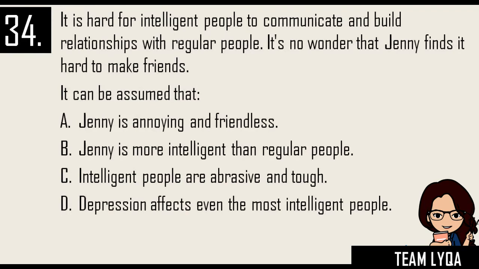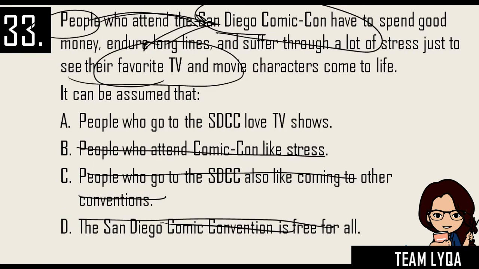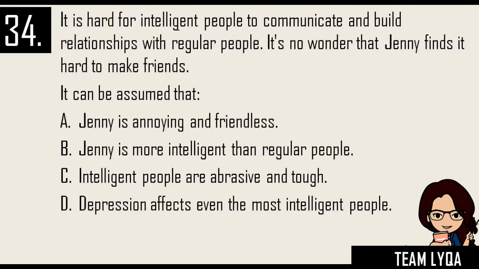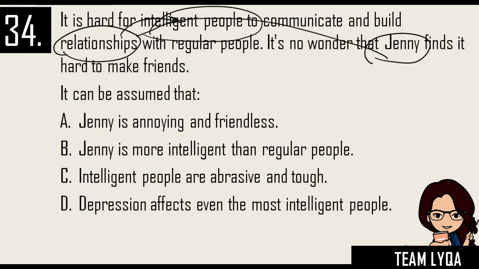Number 34, it's hard for intelligent people to communicate and build relationships with regular people. It's no wonder that Jenny finds it hard to make friends. Okay. So it's hard for intelligent people to communicate. So, ibig sabihin nun, intelligent people have a hard time building relationships. Okay? And then you have Jenny, who finds it hard to make friends. So basically, may problema siya sa relationships. So what you could say would be, Jenny must be or may be intelligent. So the answer is letter B. Jenny is more intelligent than regular people.